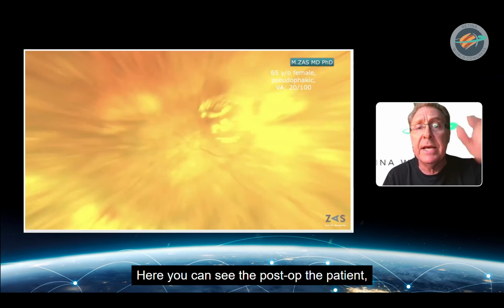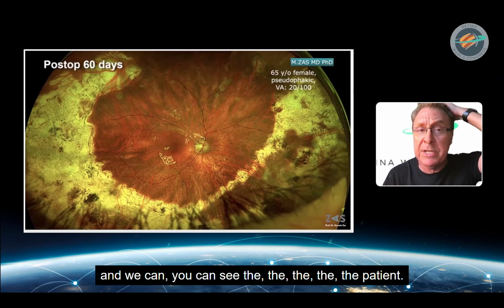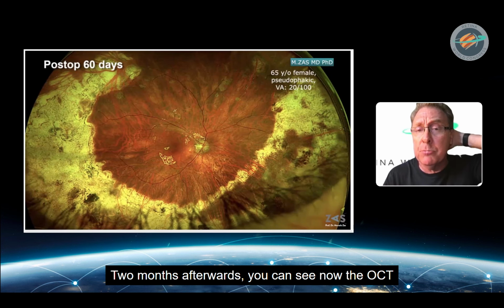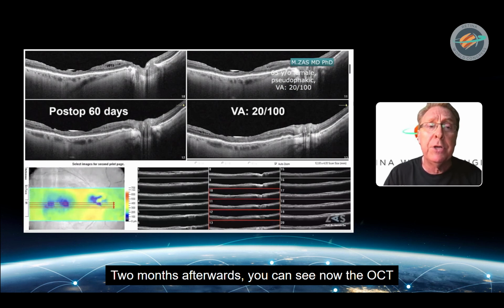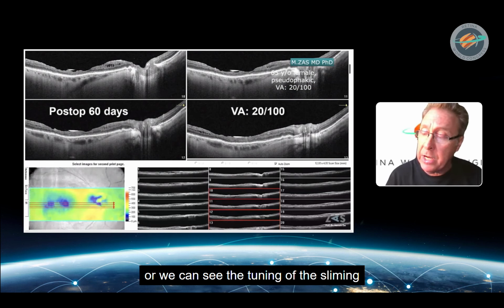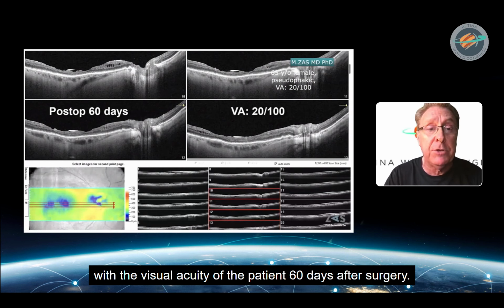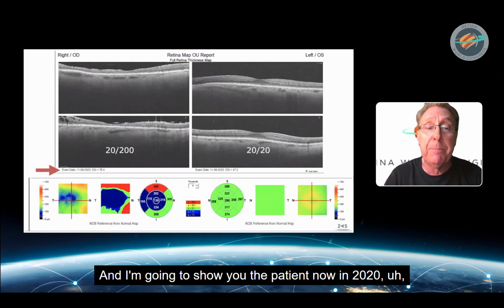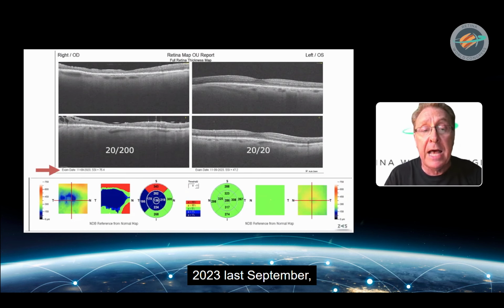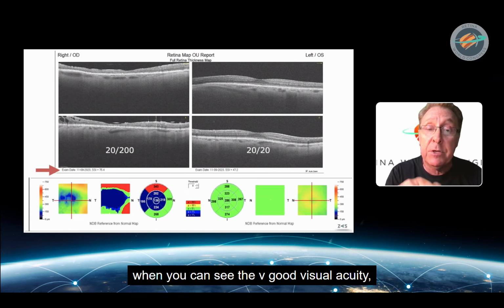Here you can see the post-op, the patient, and you can see the patient 2 months afterwards. You can see now the OCT, and we can see the thinning or the slimming, with the visual acuity of the patient 60 days after surgery. And I'm going to show you the patient now in 2023, last September, when you can see the good visual acuity.